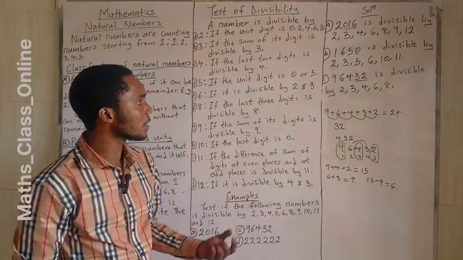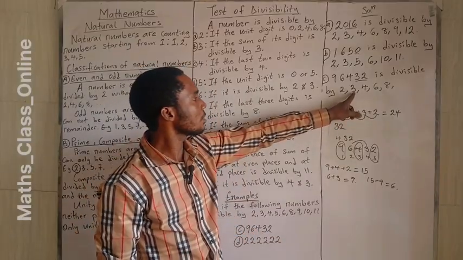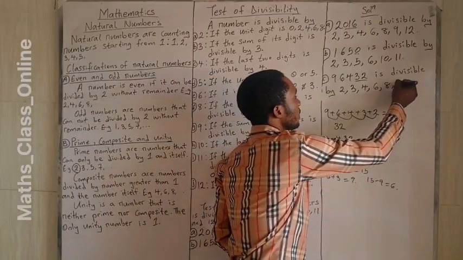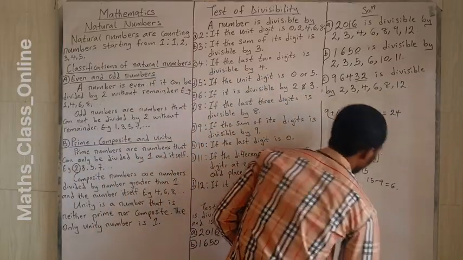And by 12, it must be divisible by 3 and divisible by 4. The number is divisible by 3, also divisible by 4. That means it is divisible by 12. And the last example.